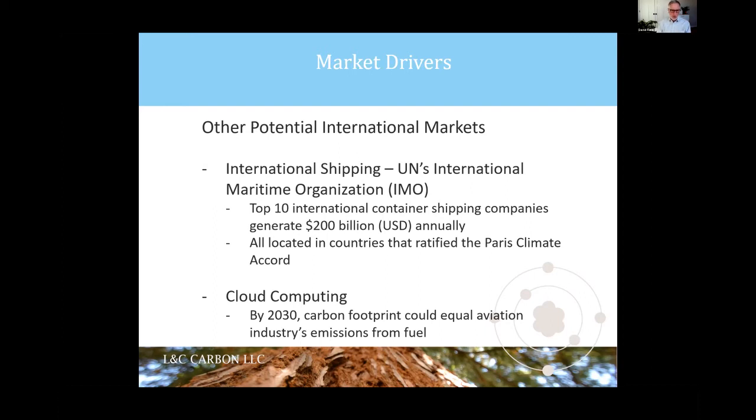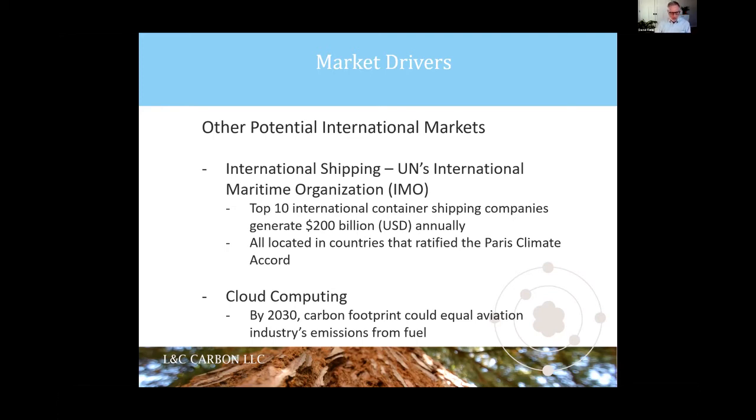Another area that I looked at when I was working with OFRI on the markets piece of the research paper that was released by OFRI was looking at cloud computing. And so we're all familiar with storage on the cloud, and the amount of information that's being stored on the cloud today has grown exponentially and is expected to grow at a very, very quick clip going forward. And so by 2030, there are estimates that the carbon footprint could be equivalent to the aviation industry's emissions from fuel. So it's a significant component, and most people haven't thought about it or talked about it.